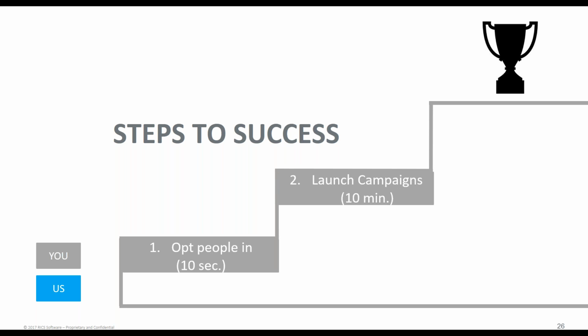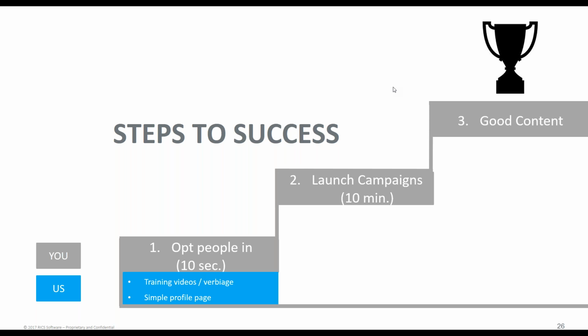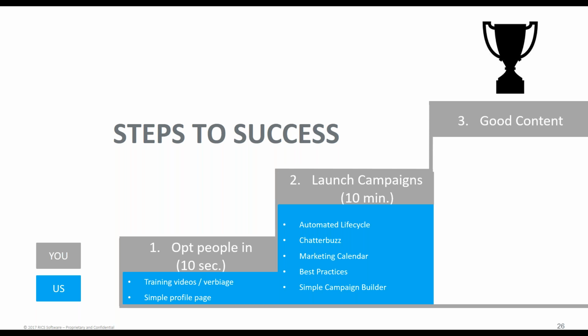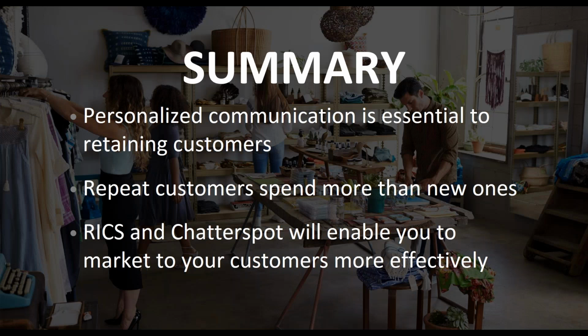Step 2 is launch campaigns. We recommend you launch 1 to 2 campaigns a month. And finally, step 3 is have good content. Everything that you see in blue is what myself and my team will do to help. We'll be there every step of the way. My slide jumped ahead there. Sorry about that. But really, it's that simple. If you follow those 3 steps, you will see a positive return with the ChatterSpot application.